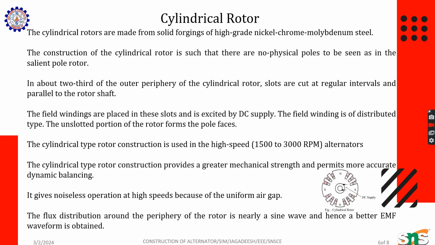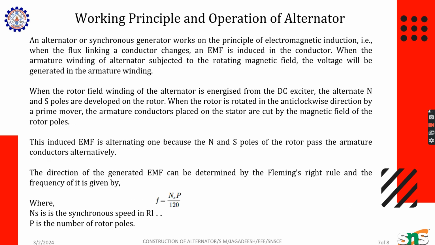So the next type is cylindrical rotor. The cylindrical rotor is cylindrical in shape, which can be used for high speed applications from 1500 to 3000 rpm. And there are no physical projecting poles like in salient pole rotors. This provides greater mechanical strength and accurate dynamic balancing. And also the cylindrical rotor gives noiseless operation, and can be run at high speeds. So this cylindrical rotor can be used for sine wave and has a better EMF waveform in this application.